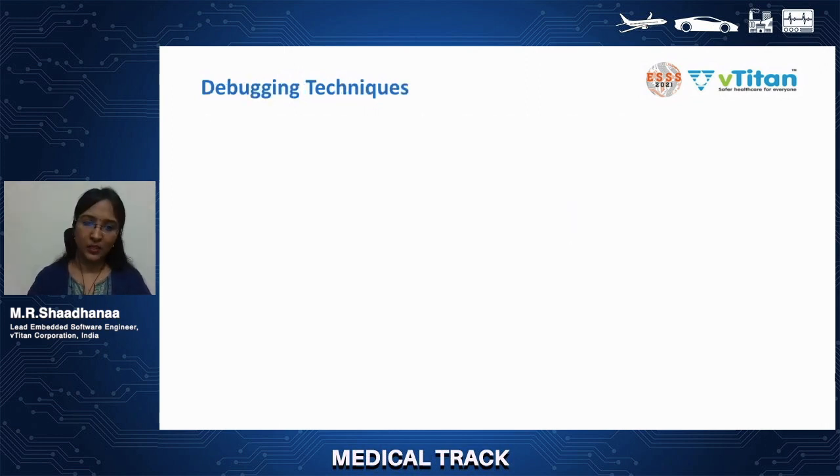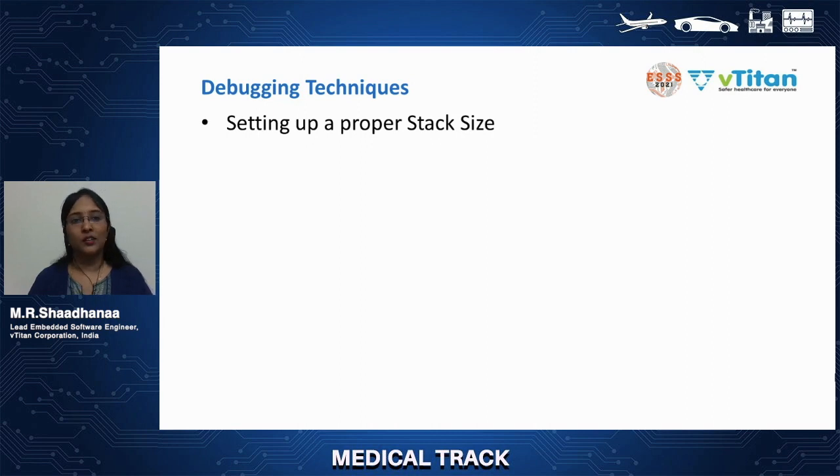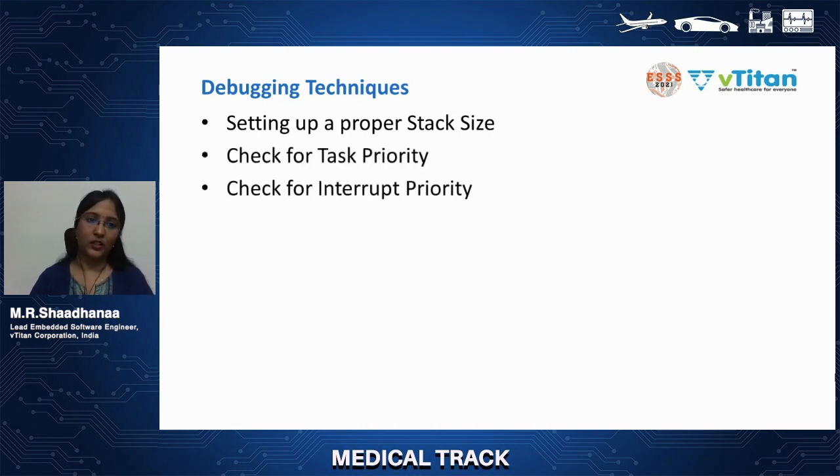I'll suggest a few debugging techniques for when your code goes crazy. Here are a few things we have to check. The first ones are stack size, task priority, and interrupt priority. Only if we have a correct stack size and proper task priority and interrupt priority will our application run without any problem. So how can we check all these things?